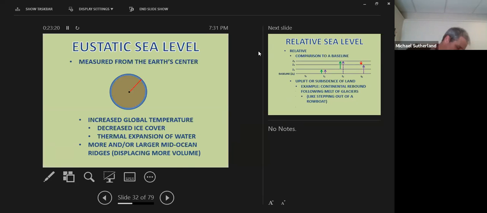So another note on sea level, which we'll be returning to a little bit later. I just wanted to define the term. There are two types of sea level that we measure. One is eustatic, and that is geometrically from the center of the Earth outward. That's what we measure using satellites.